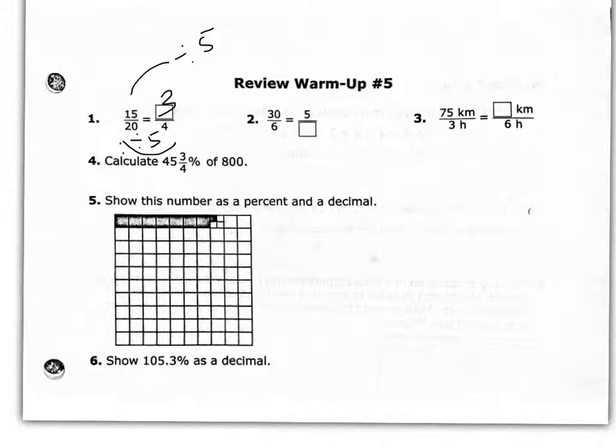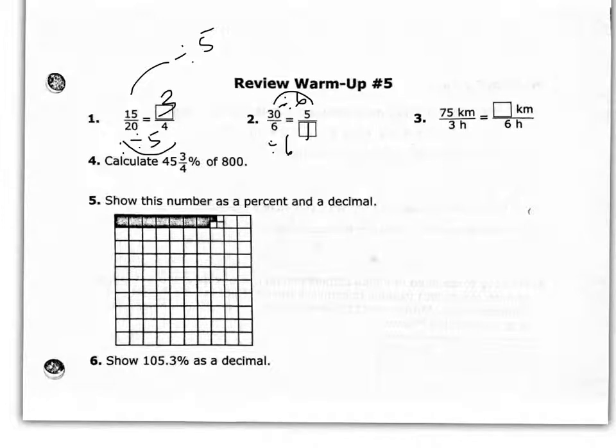Next, number 2. Again, you're asking yourself, how do I get from 30 to 5? I need to divide by 6 because 30 divided by 6 equals 5. Now 6 divided by 6 equals 1. So that's 5 over 1.